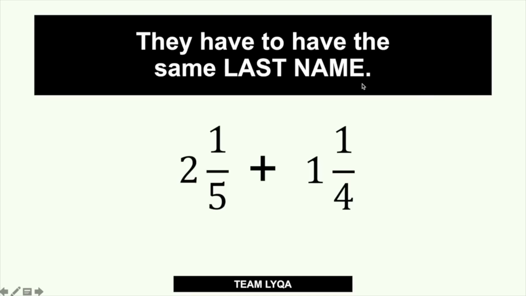For example, this one. Again, the same rule applies. They have to have the same last name. Ano yon? Yung 5 at saka 4 dapat maging pareho sila. Okay? Kaya lang, it's a little more complicated kasi meron ka ng whole number dito. Ang tawag dito is mixed number.